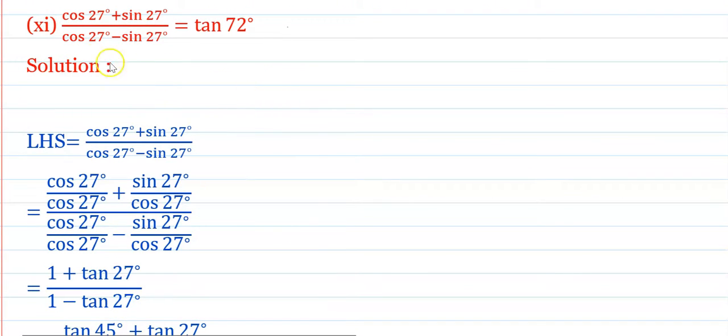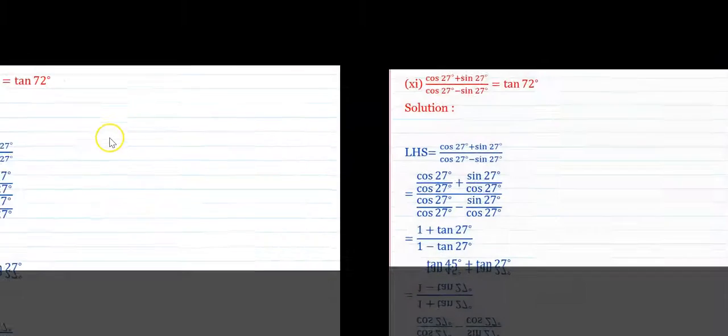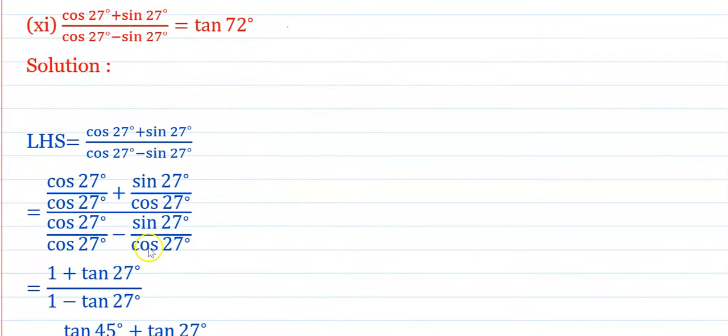Now the next example: cos of 27 plus sin of 27 upon cos of 27 minus sin of 27 is equal to tan of 72. Now consider the LHS. Divide the numerator and the denominator by cos of 27. Therefore, you will get cos of 27 upon cos of 27. We will split this up, dividing cos of 27 as well as sin of 27.